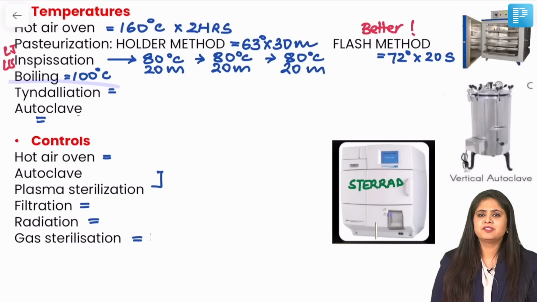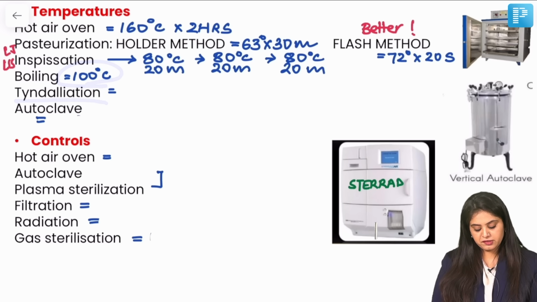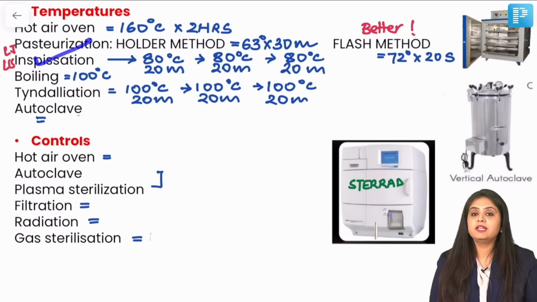Boiling of water is of course at 100. No one's asking you that. But how is tyndallization done? That is also done at 100. But again, tyndallization is a 3-day process. Now it becomes 100, 100, 100. So inspissation was 80 for 3 days and tyndallization is 100 for 3 days.